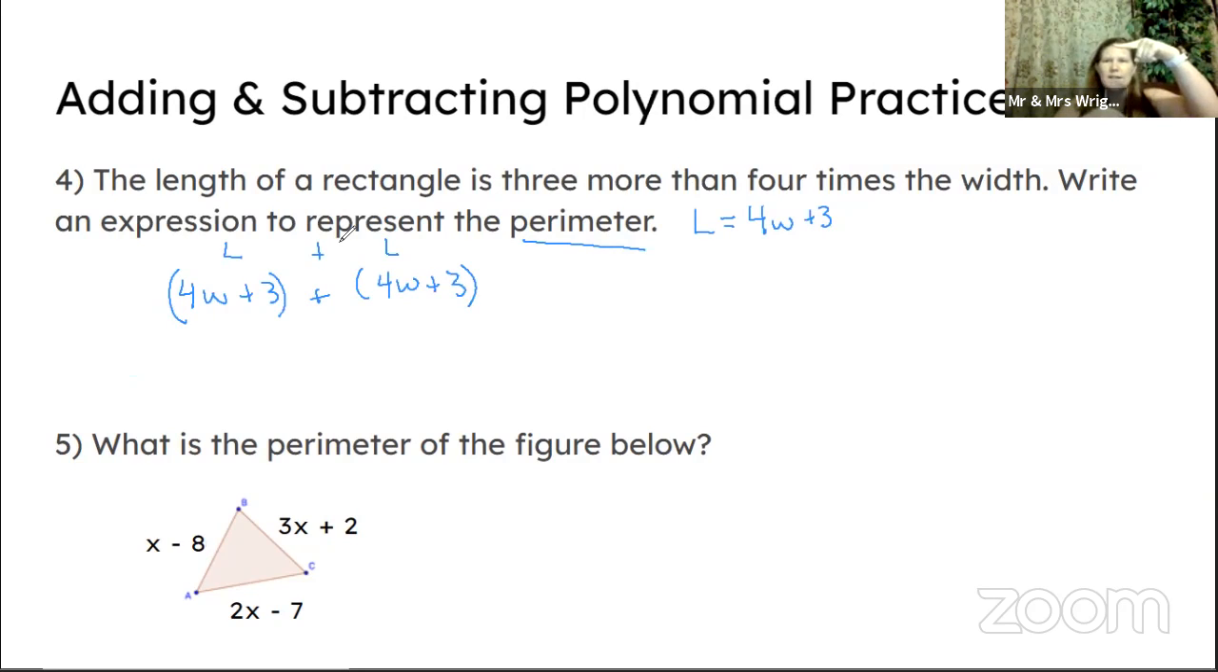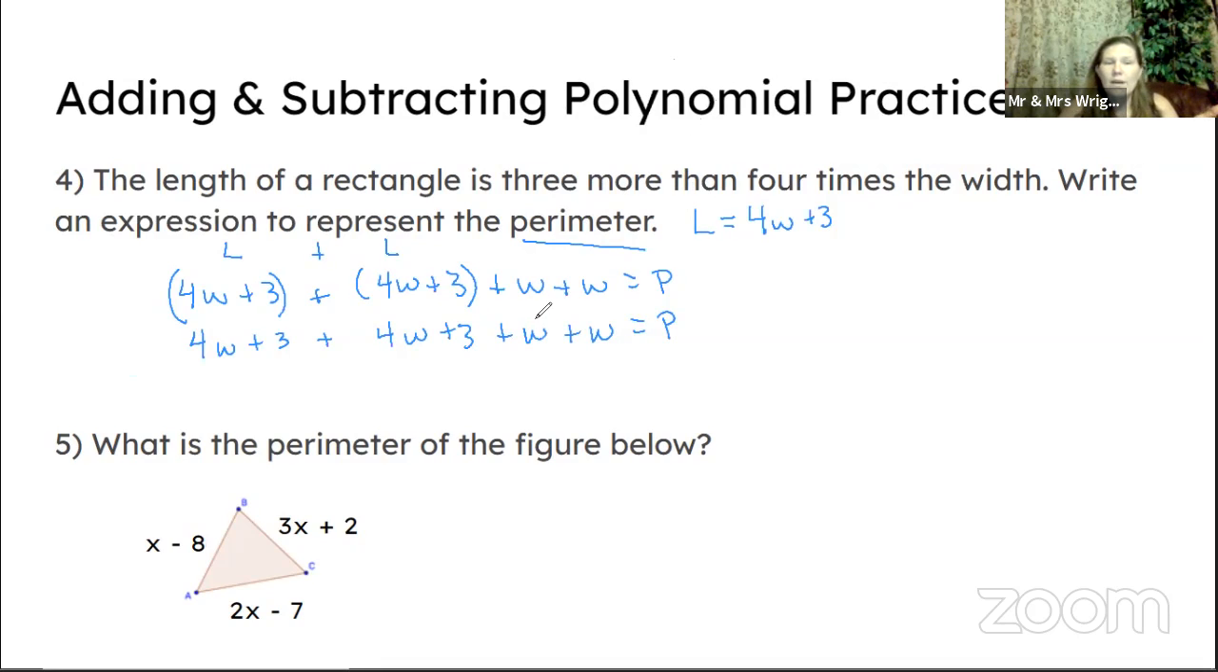Well, that represents the length and the length of the rectangle, but what about the width and the width? We aren't told what the width is, so we can just add it like a W, just like that. And it equals P for perimeter. Well, look at that, I'm adding polynomials here, right? My lengths were represented with polynomials. Since this is addition, I can just drop my parentheses: 4W plus 3 plus 4W plus 3 plus W plus W equals P, or perimeter.